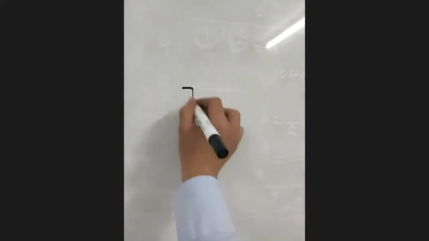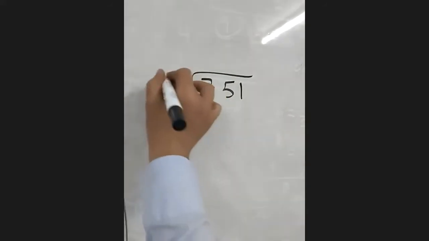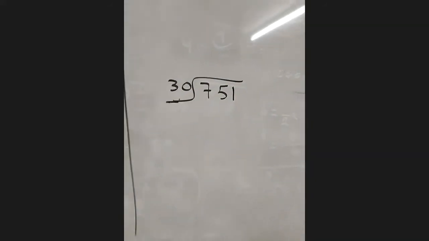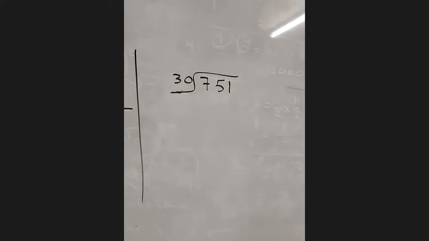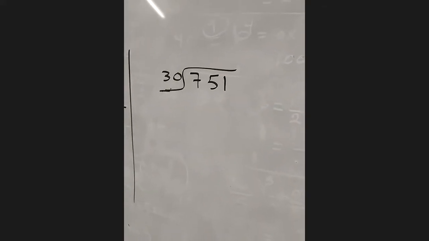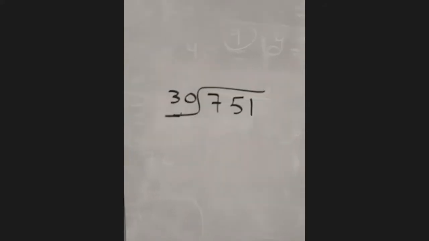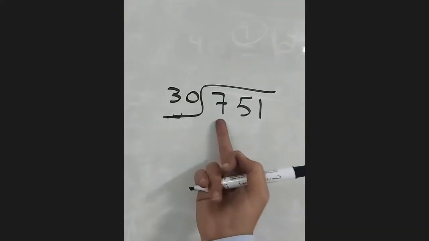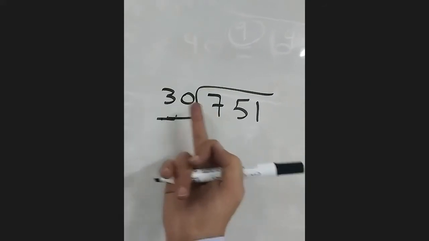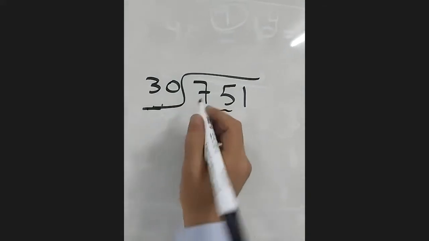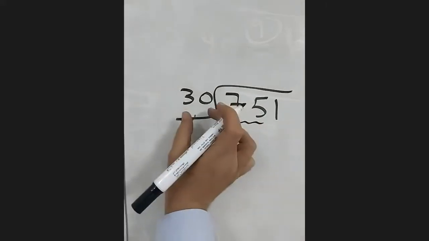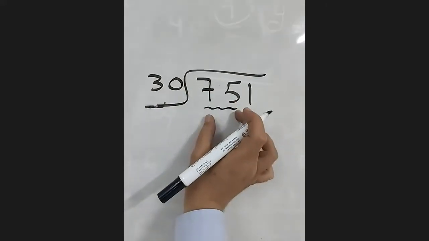For example, if we have 751 divided by 30. Okay. 751 divided by 30. Now, let's take a look here. Can the 7 be divided by 30? No, 7 is less than 30. But how about the 75? Yes, 75 is bigger than 30. So we can use 75.